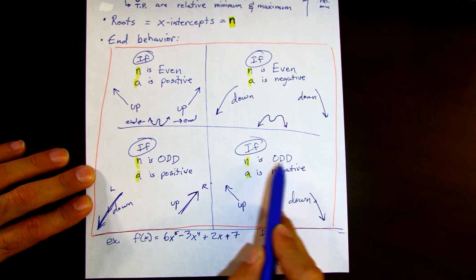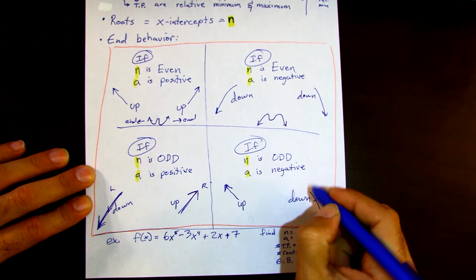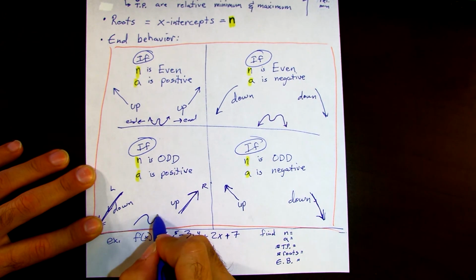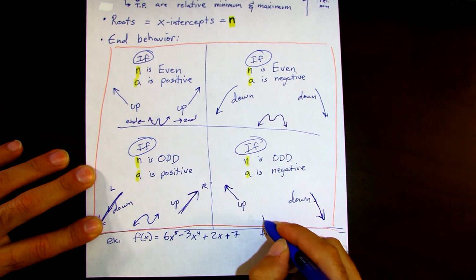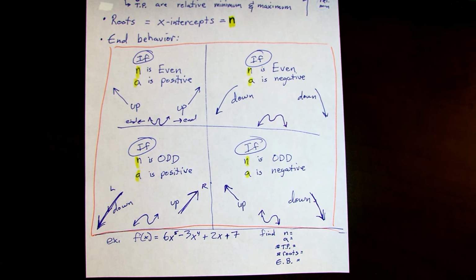That was special. If n is odd, a is negative, it goes up on the left, goes down on the right. Okay? So this one might look like this. Right? This one might look like that. All right? So we're just looking at what the shape looks like.